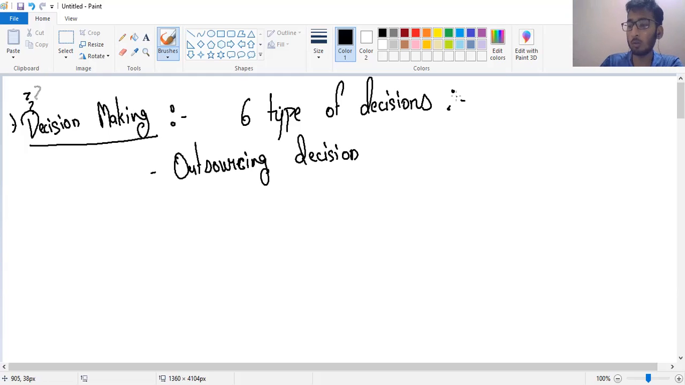So that's how the situation would be in the question, whether you should make it on your own or outsource it somewhere else. So the first type of decision is the outsourcing decision.